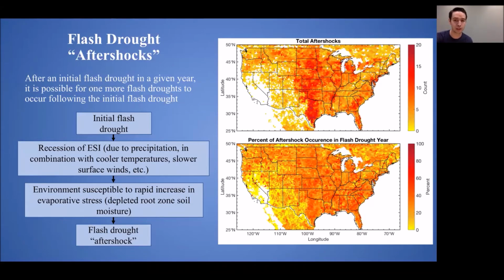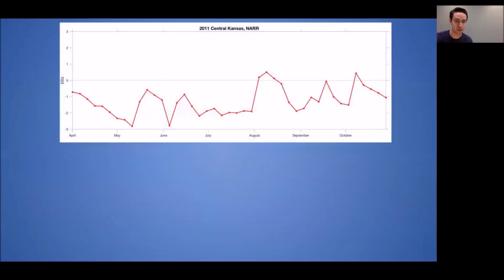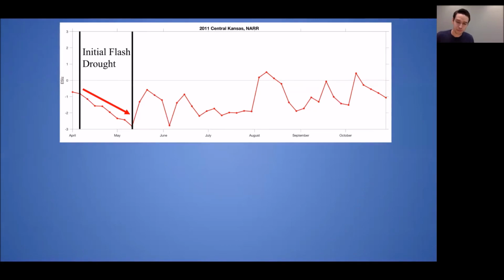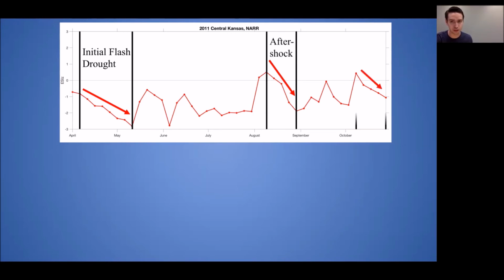But I also want to give an example schematic or actual case of this to show what's going on with these aftershocks. This top panel will show an example from 2011 in central Kansas. Right here on the left side of the panel is the initial flash drought as picked up by the flash drought algorithm. Continuing forward, there were actually two more aftershocks, at least picked up through the flash drought algorithm, that occurred in the latter portions of the growing season.